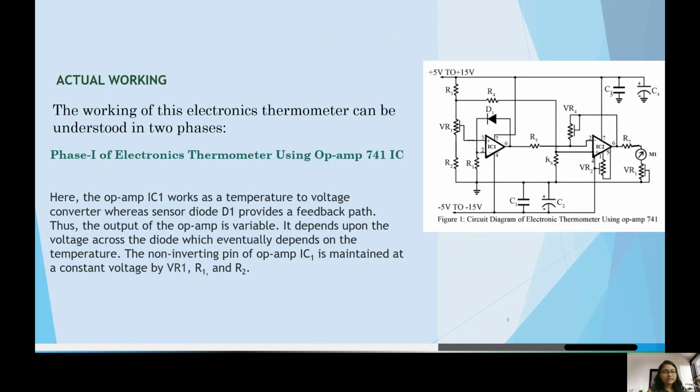The actual working of this electronic thermometer can be understood in two phases. Phase 1: here, the op-amp IC1 works as a temperature to voltage converter, whereas the sensor diode D1 provides a feedback path. Thus, the output of the op-amp is variable. It depends upon the voltage across the diode, which eventually depends on the temperature. The non-inverting pin of the op-amp IC1 is maintained at a constant voltage by VR1, R1, and R2.